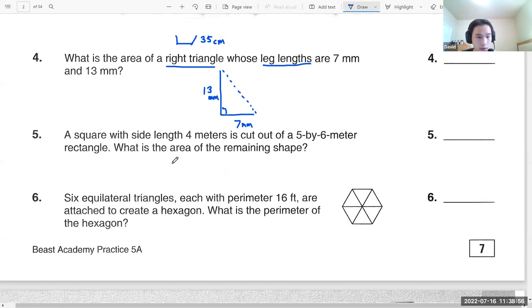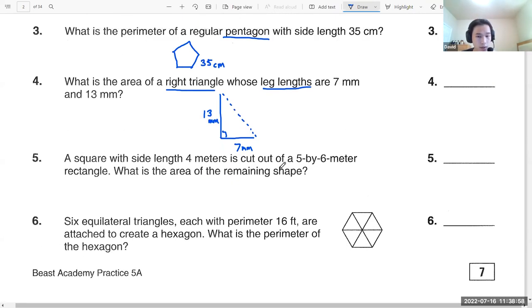All right, a square with side length 4 meters is cut out of a 5 by 6 meter rectangle. What is the area of the remaining shape? We see the words cut out, and that gives us a hint as to what we should do. Drawing is always important when we're talking about shapes, so if you can, try to make yourself a little drawing. So let's say this side is 6 meters. Let me zoom in, maybe a little too far away.